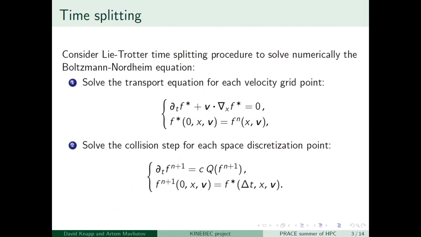In order to discretize this equation, the simplest approach is the Lie-Trotter time splitting, in which we solve separately the transport part and subsequently the collision part, with the initial condition being the solution of the transport step. In the next iteration, the transport part is solved with the initial condition of the solution of the collision step on the previous step, and we iterate.